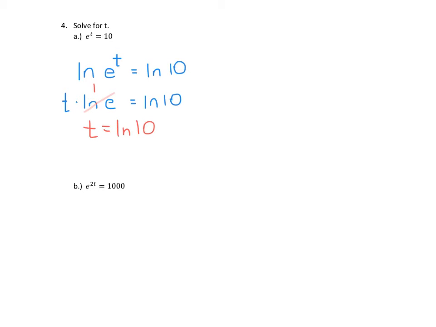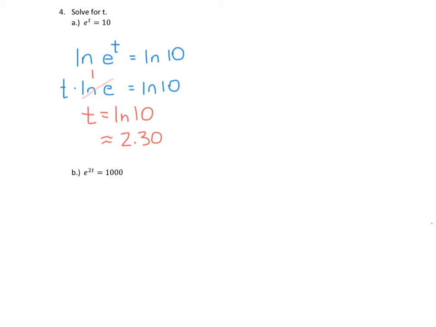If we wanted a decimal approximation to this, we can plug natural log of 10 in our calculator by using the ln button on your calculator. And what you should get is 2.30 if we round to 2 decimal places. For part B, we have e to the 2t equals 1,000. So we're going to do the same thing. To get that variable isolated, we're going to take the natural log of both sides of the equation.